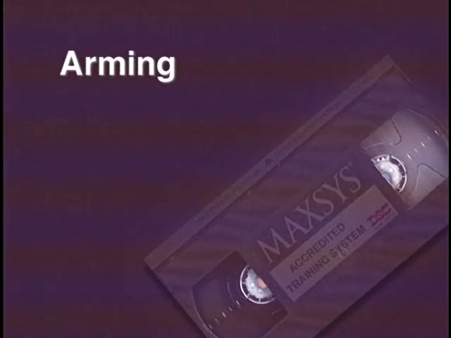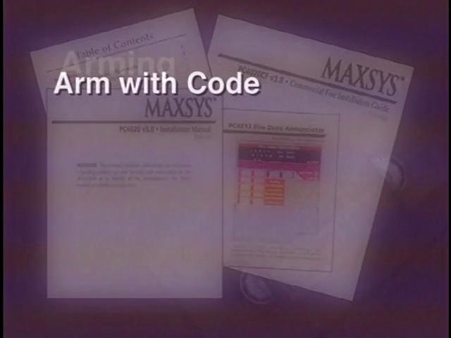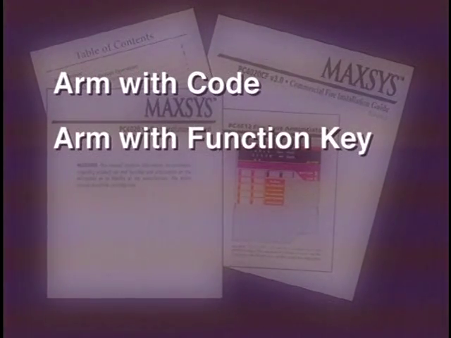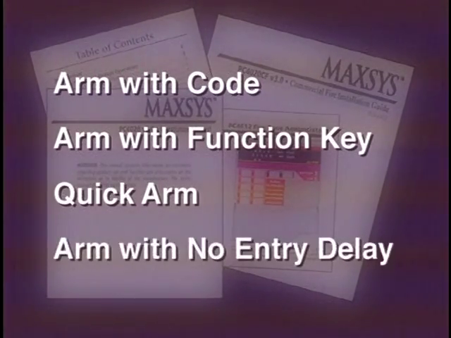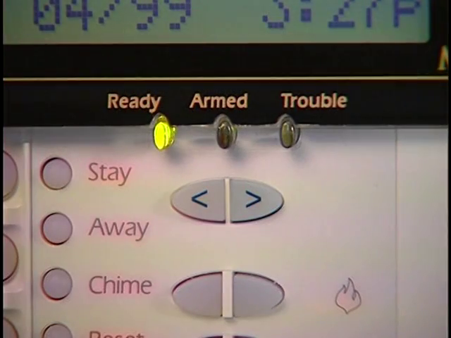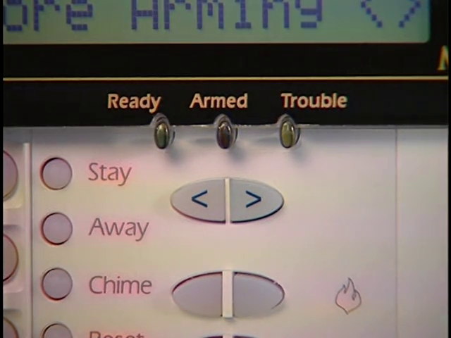There are several different arming methods available: normal arming with a code, arming with a function key, quick arming, and arming with no entry delay. In all cases, arming can only be performed if all zones are secure and the green ready light is on. If the green ready light is not on, one or more zones are violated.